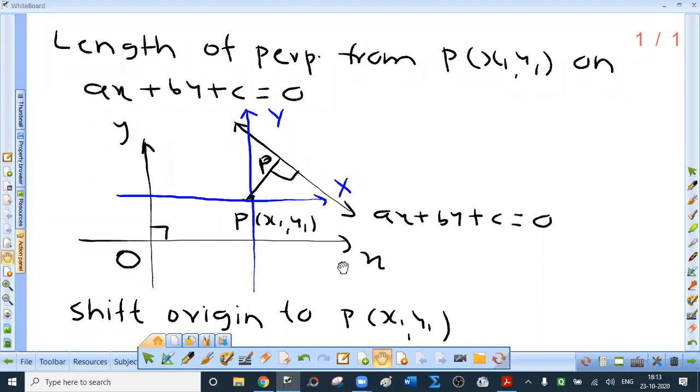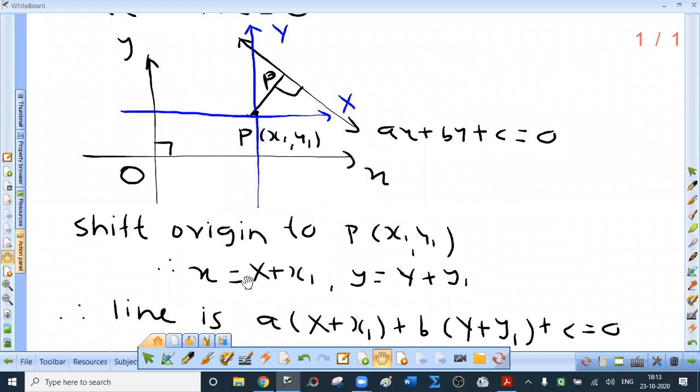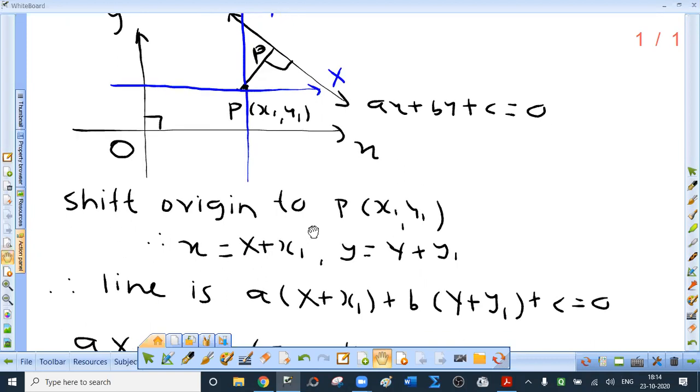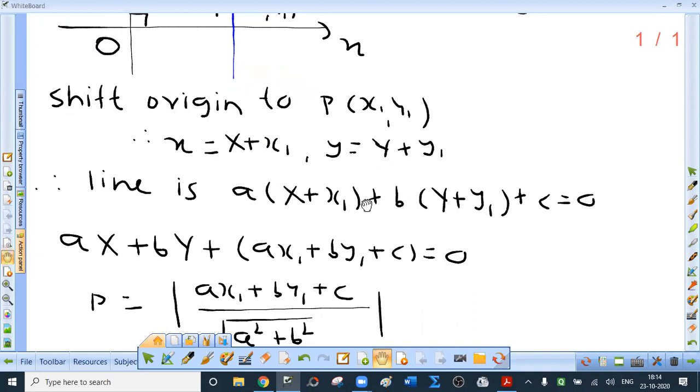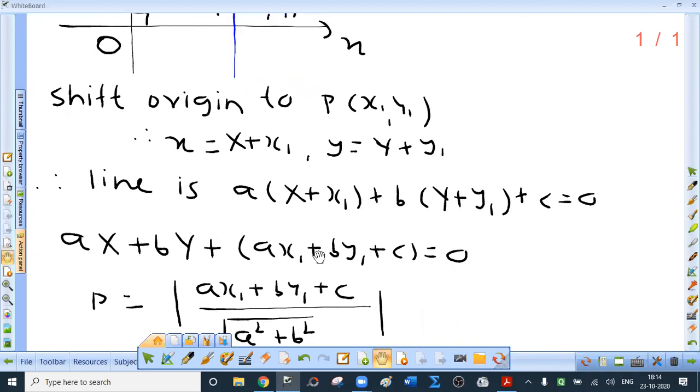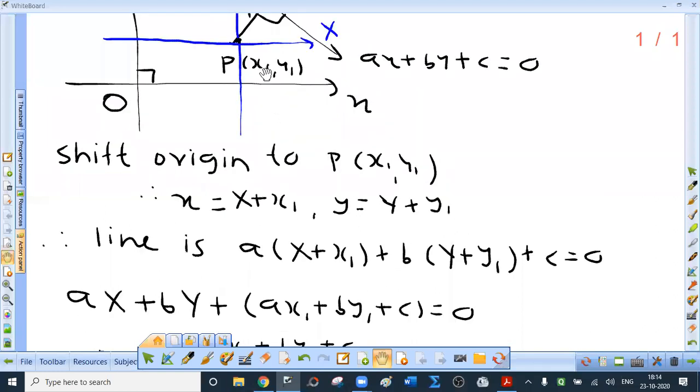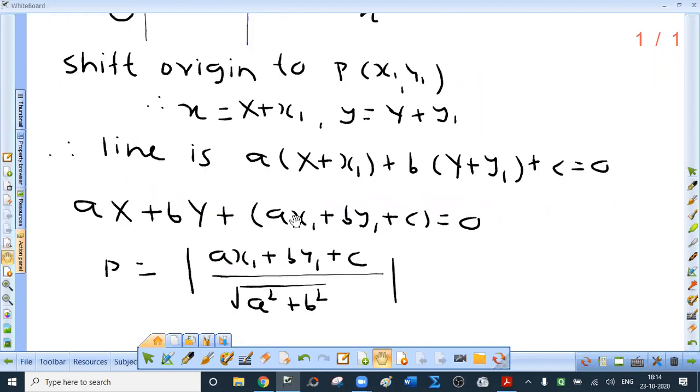Now, what are the formulae for shift of origin? Old coordinate is new coordinate plus coordinate of the shifted origin. So small x is capital X plus x1. Small y is capital Y plus y1. So the equation of the same line becomes a(X + x1) + b(Y + y1) + c = 0. Rearrange the terms: aX + bY + ax1 + by1 + c = 0. Note that we will be given x1, y1. So x1, y1 are constants, right?